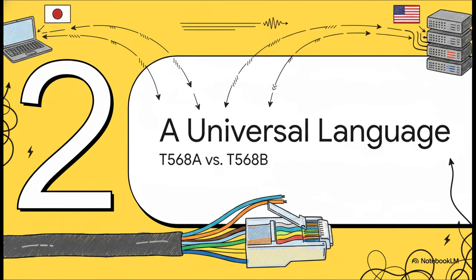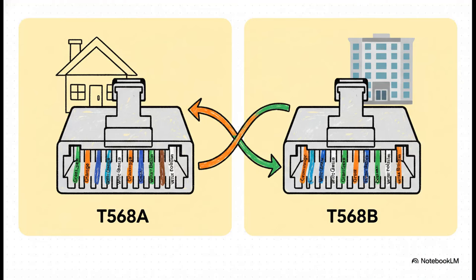Think about it. How do you make sure that a cable made in one factory works with a laptop made in another, all across the globe? You need a universal language. You need a standard for how to arrange those 8 little colored wires in the plug. And that's where these 2 names come in, T568A and T568B. These are the 2 big global standards.